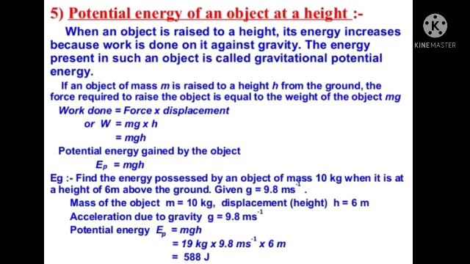Example: find the energy possessed by an object of mass 10 kg when it is at a height of 6 meter above the ground. Given g is equal to 9.8 meter per second squared. Mass of the object is equal to 10 kg. Displacement, height, is equal to 6 meter. Acceleration due to gravity g is equal to 9.8 meter per second squared. So potential energy, we have the formula. Substituting the values, we get the answer 588 joules.